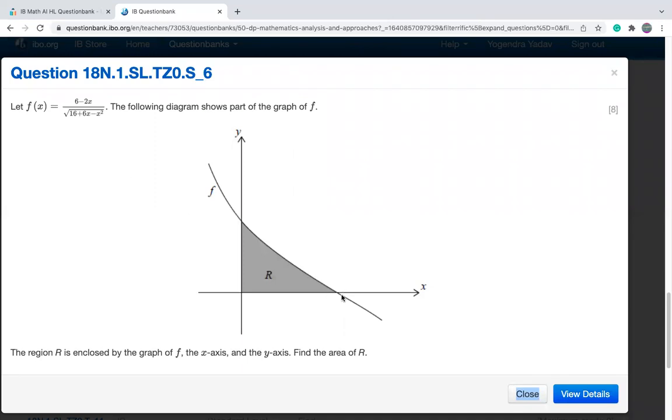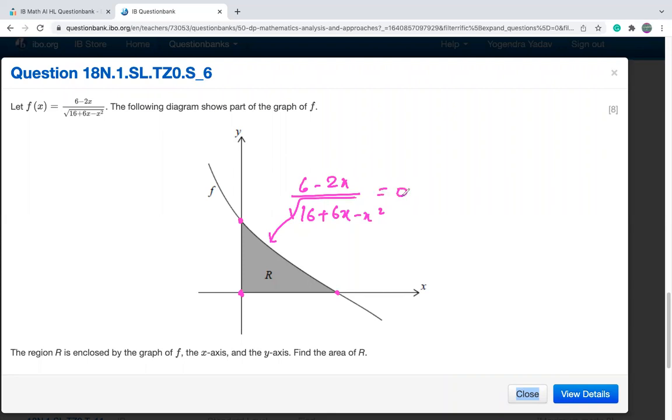So here, the first thing we do, when you're finding the area, is important. Suppose the given function is 6 minus 2x over root of 16 plus 6x minus x squared. We'll first find out what the x and y intercepts are, even though I don't need the y intercepts. Plug in y as 0.